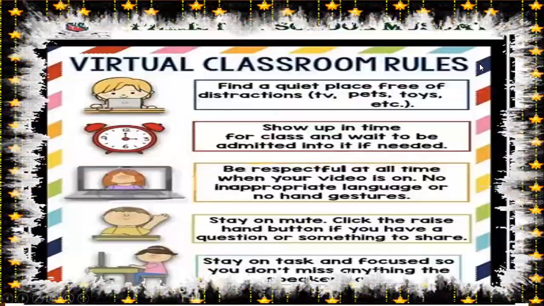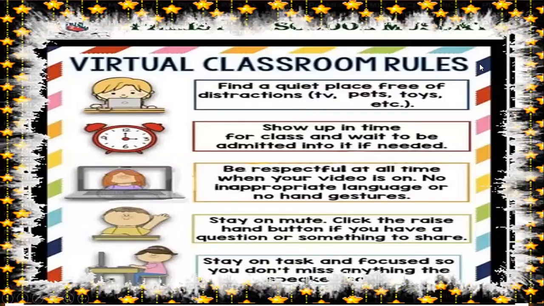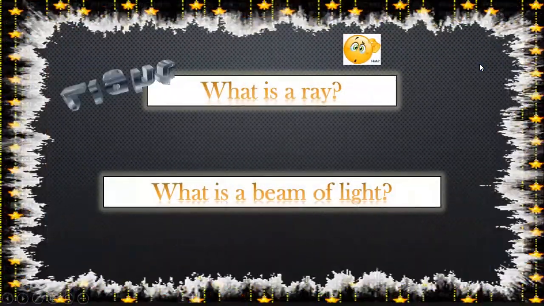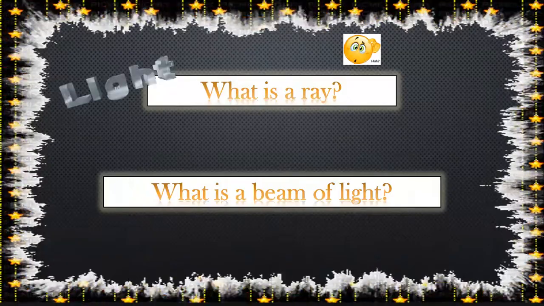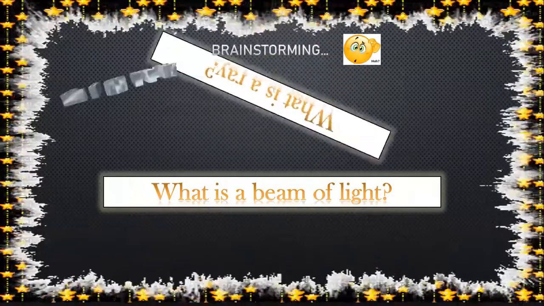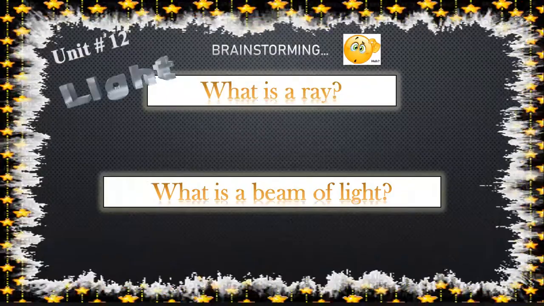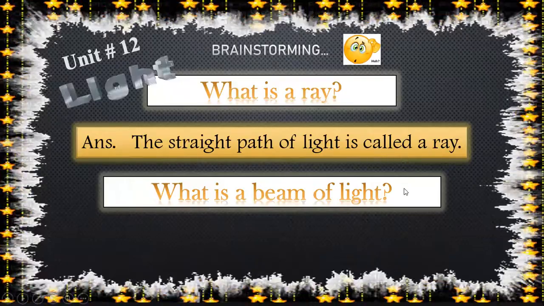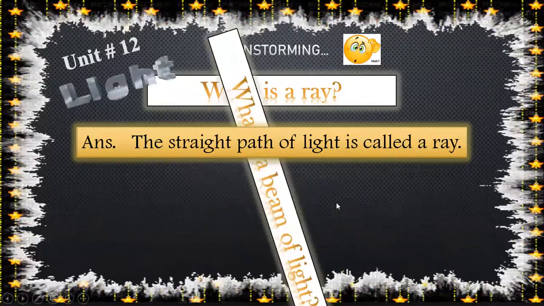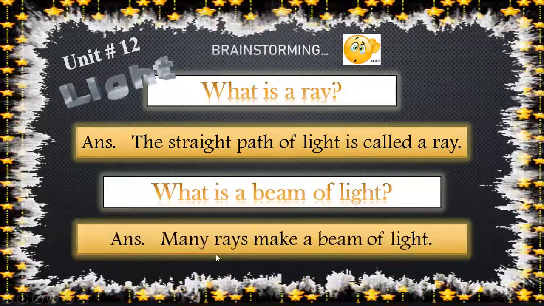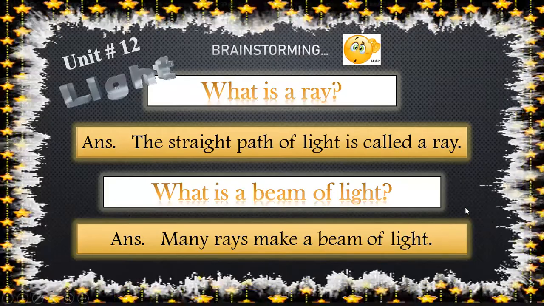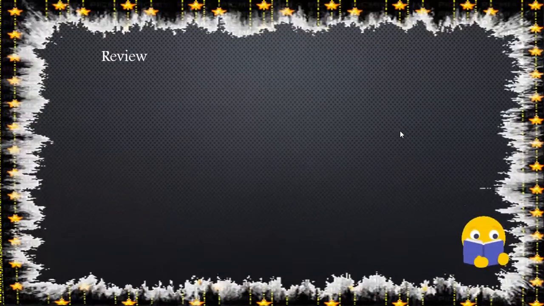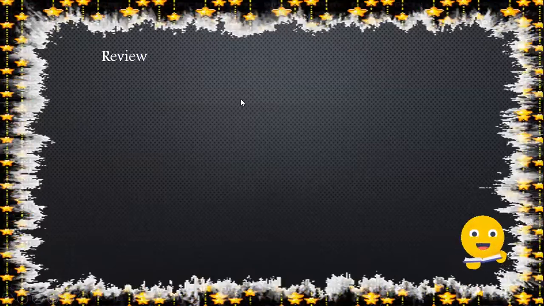Don't forget the rule. The rule will help you to be focused on what we are learning. Today's brainstorming question is from unit number 12. And first question is, what is a ray? The straight path of light is called a ray. What is a beam of light? Many rays make a beam of light. Revise the lesson so it will help you understand more about unit number 12.